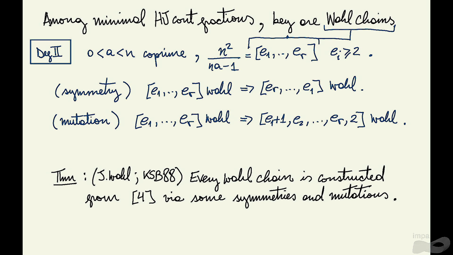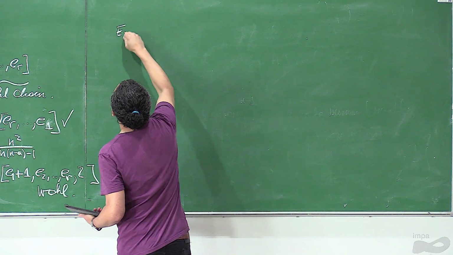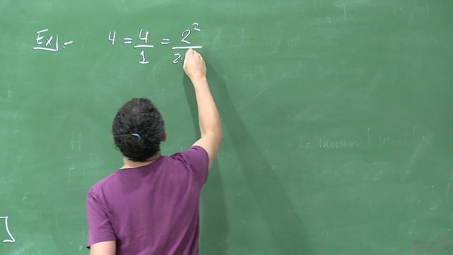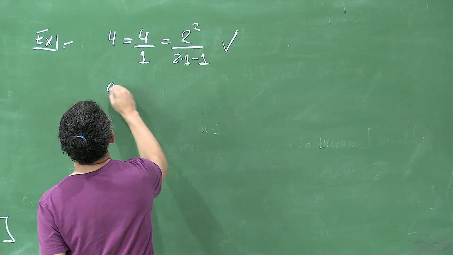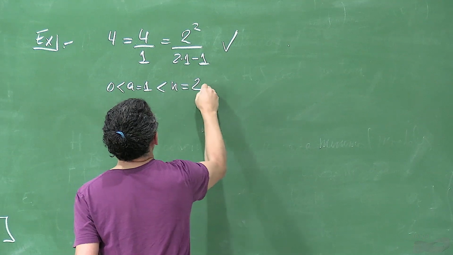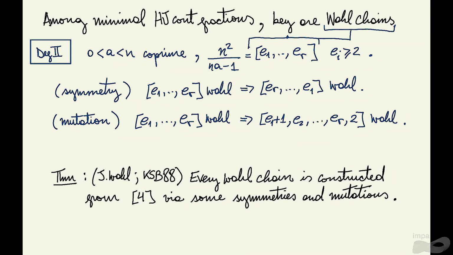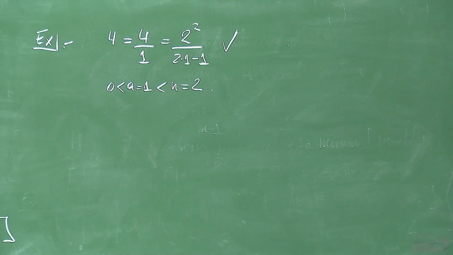Yeah. So then the theorem is that you can create all of these Wahl chains using this symmetry and mutation, starting with 4. So maybe I will write that example. What is 4? 4 is 4 over 1, which is 2 squared over 2 times 1 minus 1. So this is Wahl. This is the smallest: you have A equals 1, n equals 2. And from this one, using those operations, you can prove that you can obtain all Wahl chains. And then you will see a tree, and I will show you that now.